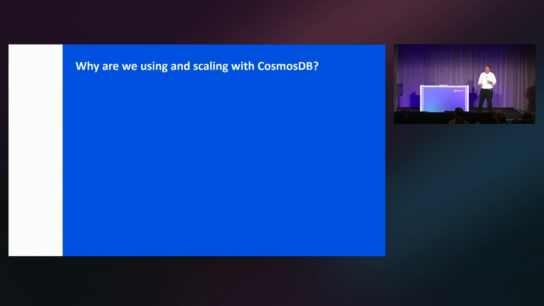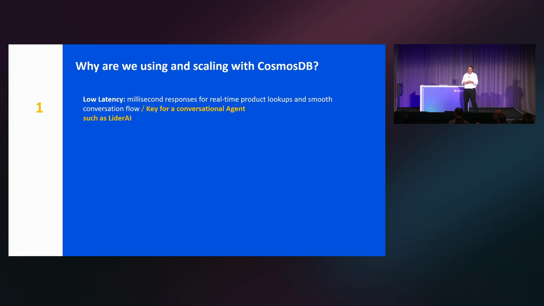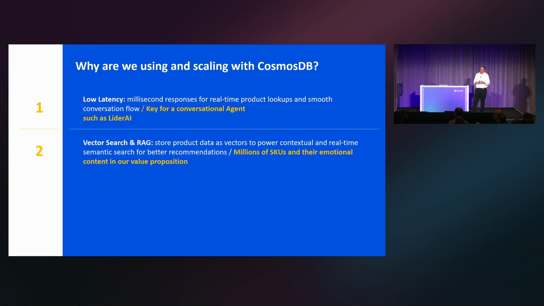And then again, what are the reasons? Low latency, which is key for a conversational agent such as Leader AI. For vector search and RAG, millions of SKUs and billions of emotional content embeddings in our value proposition. So when you think about all the assortment that we have, going through that fast is an essential part.